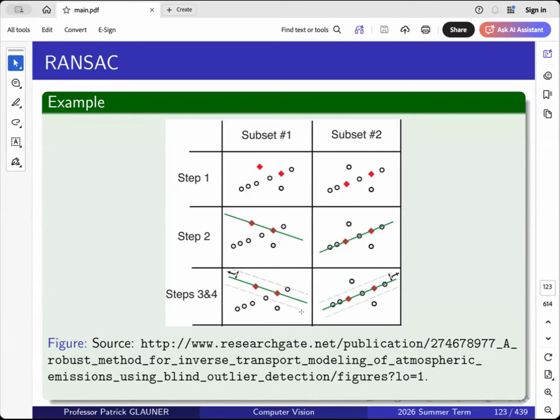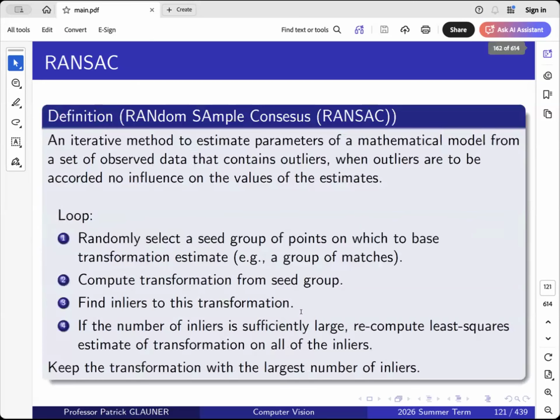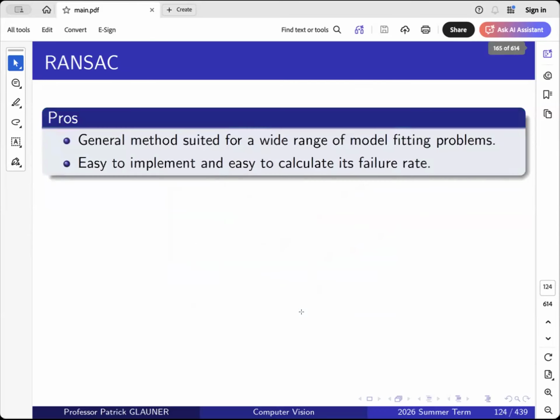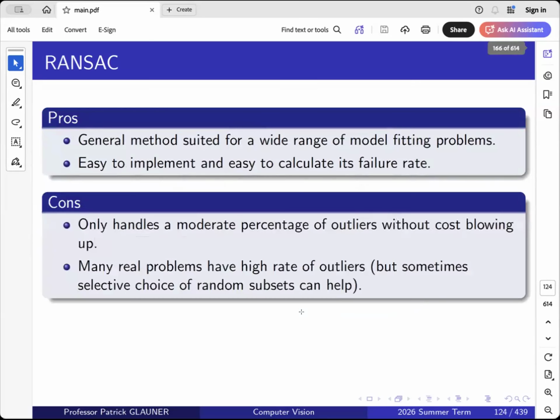So that's the concept of RANSAC applied to finding a straight line, and this also visualizes the concept of voting. But RANSAC is highly generic, could be applied to far more than just computer vision. Now, what is RANSAC helpful for? So it's a generic method for fitting models. It's actually quite easy to be implemented, and we can easily calculate the failure rate.